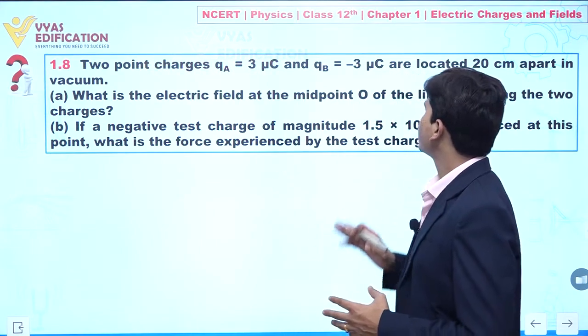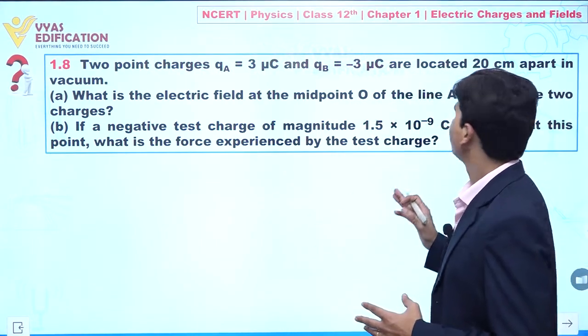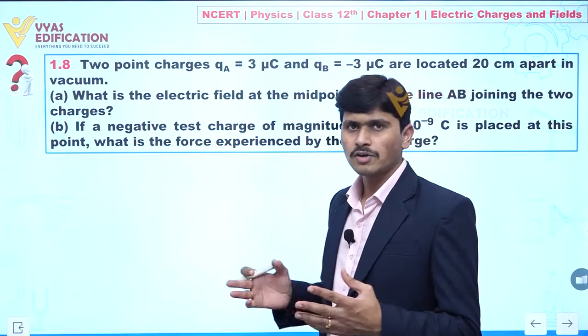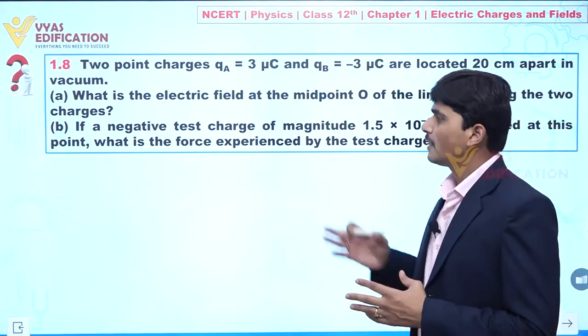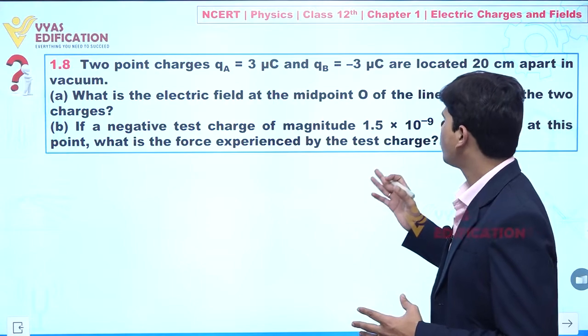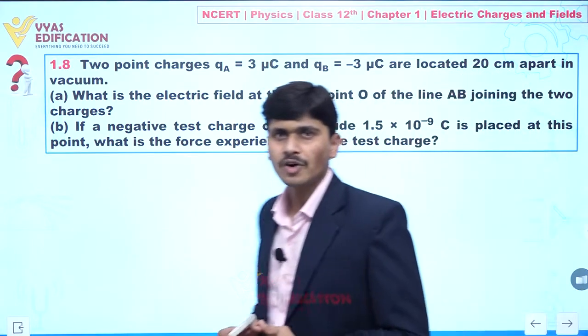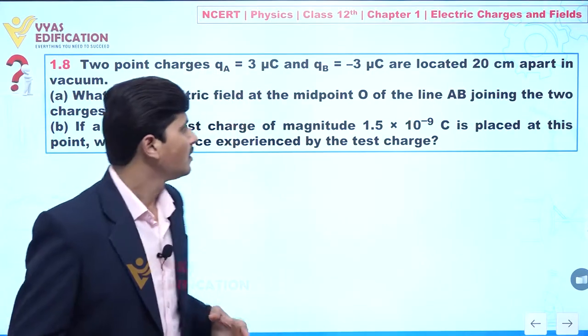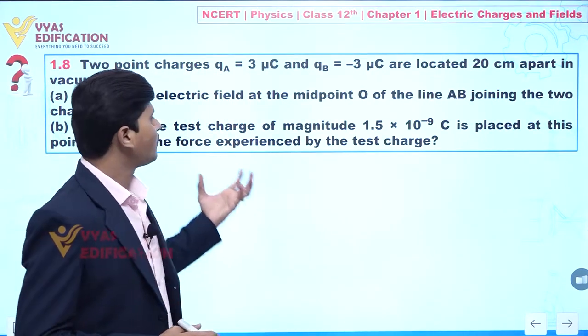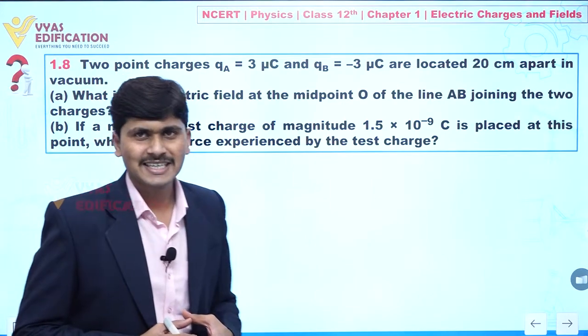Now we have part A. What is the electric field at the midpoint O on the line AB joining the two charges? Second, if we put a negative test charge of magnitude 1.5 times 10 to the power minus 9 coulomb, or 1.5 nanocoulomb, then what will be the force experienced by this test charge?